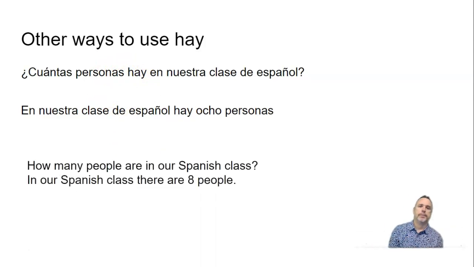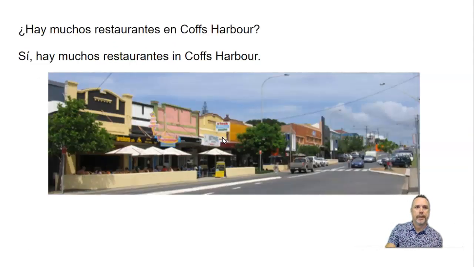And here's the English one. How many people in our Spanish class? In our Spanish class, there are 8 people. So again, we're using hay for there are. Another example.